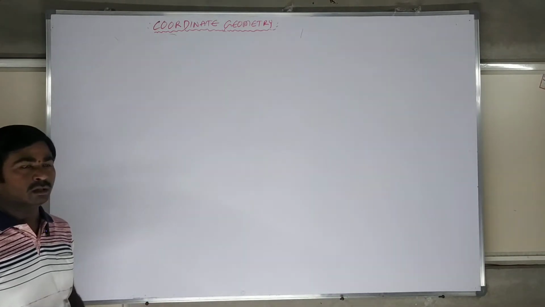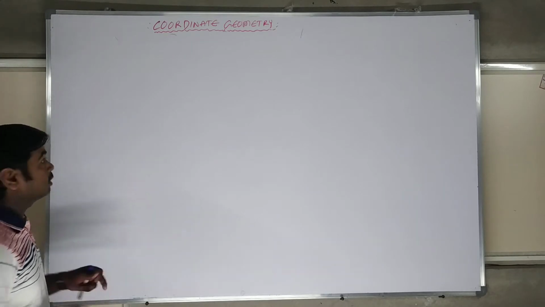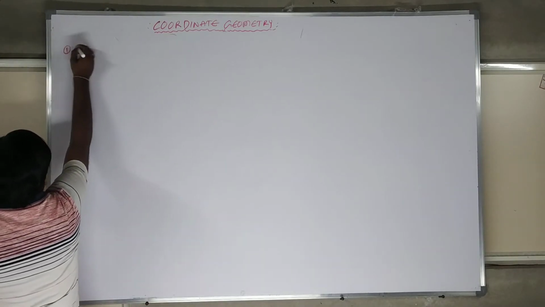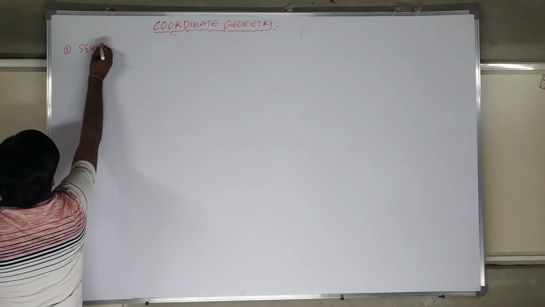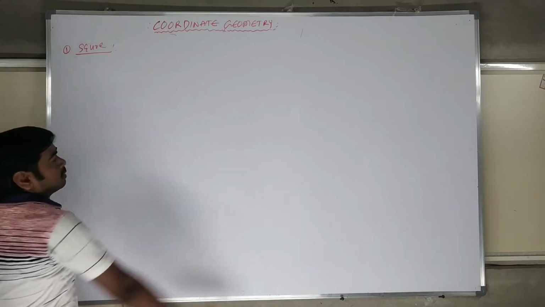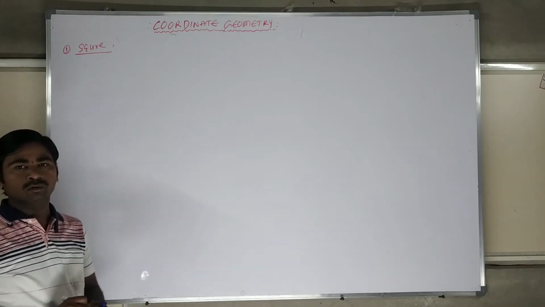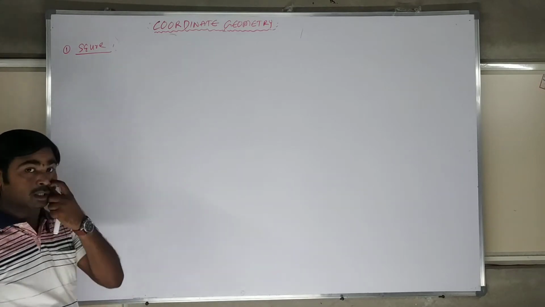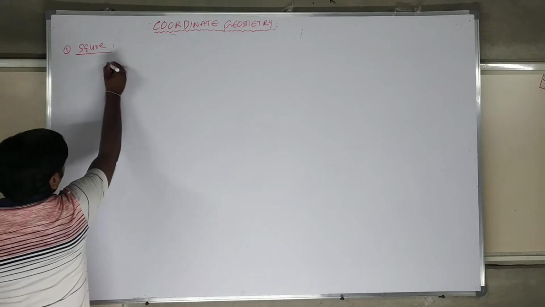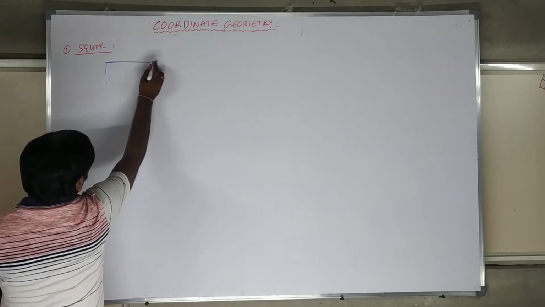Among the quadrilaterals, number one, the famous one, is the square. So basically a quadrilateral is nothing but a figure consisting of four sides and two diagonals. So what is the square? Let us draw the square.